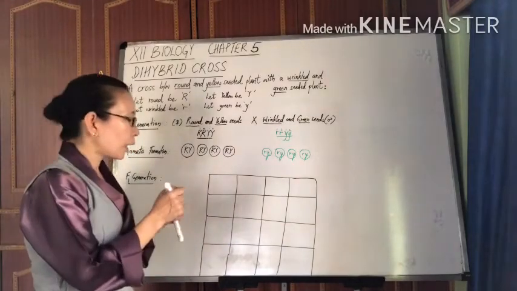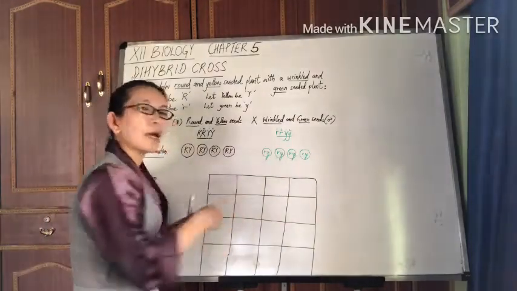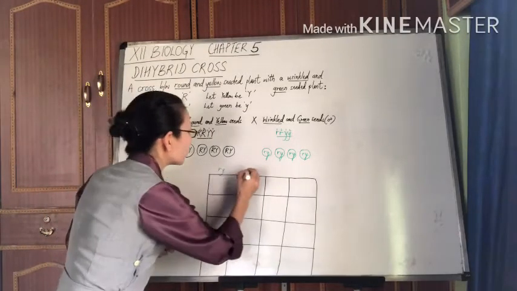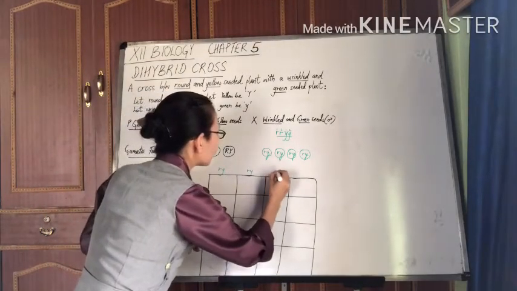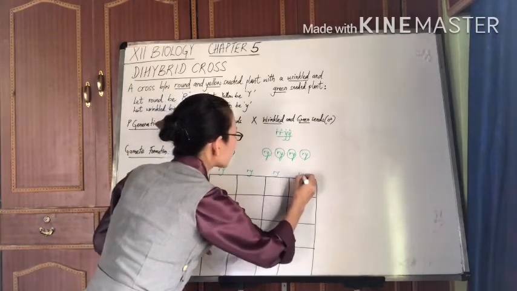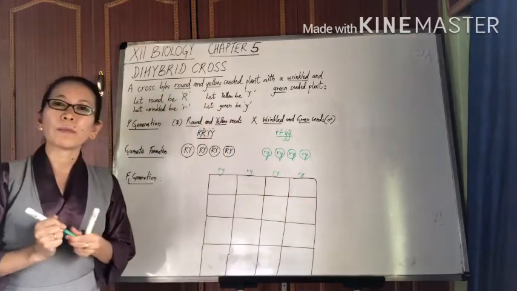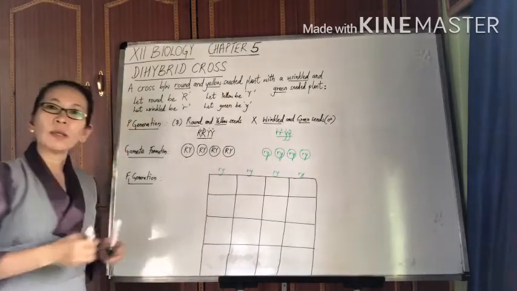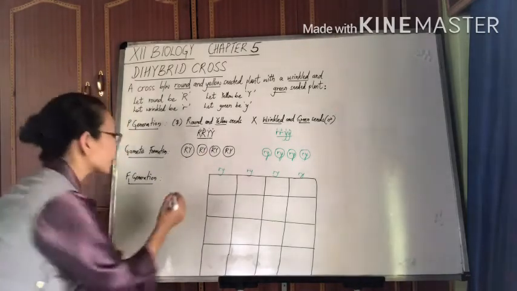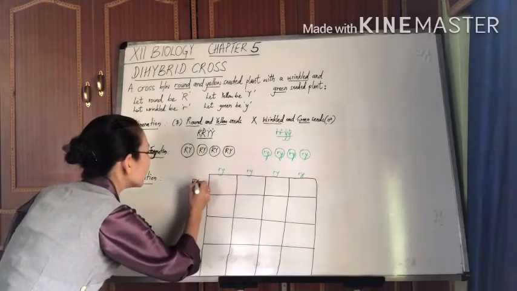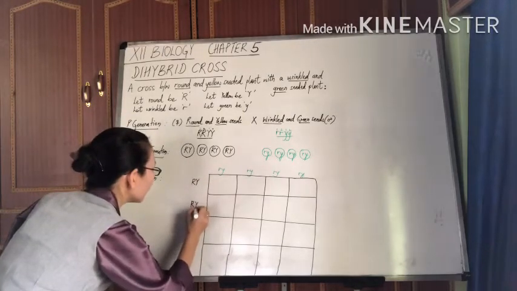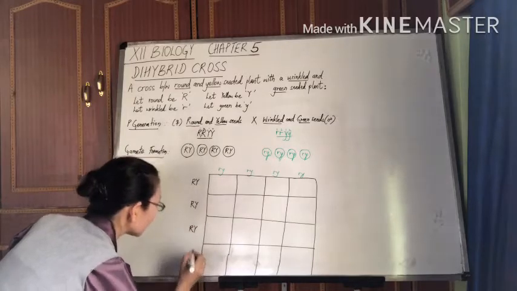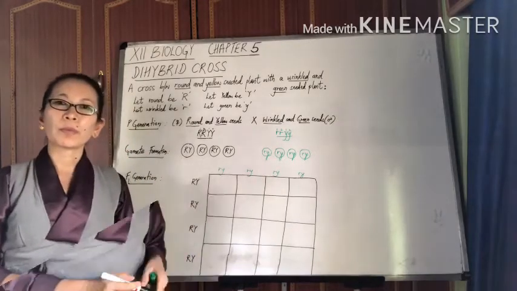Okay, so let me place all the male gametes on the top. I have all of the male gametes which are small r and small y, right? Then I'm going to be placing all of these female gametes here on the left side, and all of the female gametes are also the same type, capital R, capital Y.